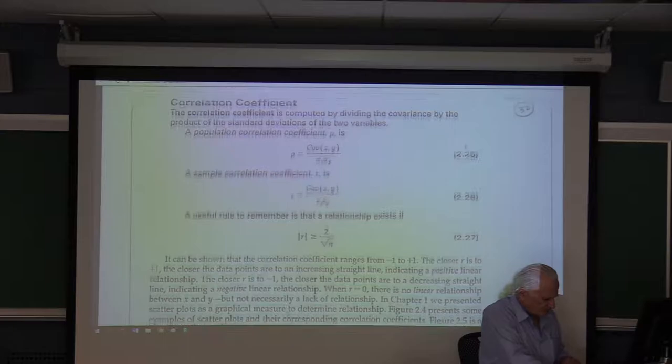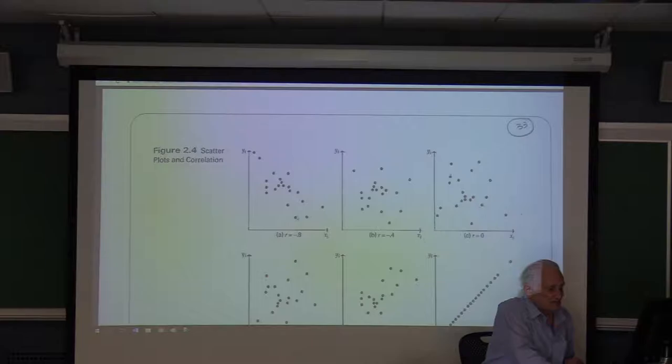So here are examples of various values of r. Okay, negative 0.8. You see, you can draw a horizontal line between. When they start to get bunched up, sometimes it's difficult to see if the direction is up or down. When they are, see right here, you can say, well, I can draw a line like this, or a line like that. This is r equal to zero.